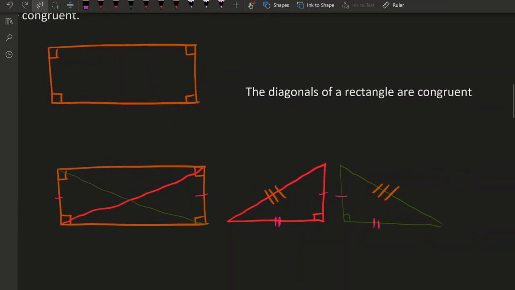Now, since a rectangle is a parallelogram, I also know that the diagonals bisect each other. So if I have two congruent diagonals and they also cut each other in half, that means in a rectangle, all four of these pieces are congruent.